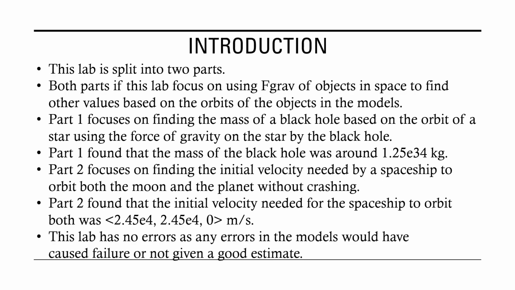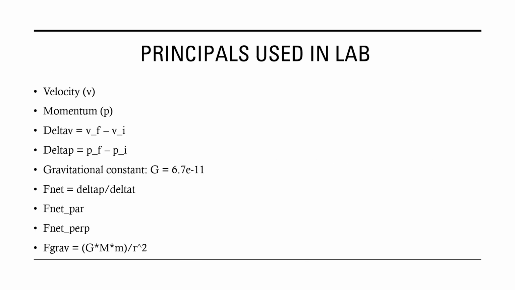Part 1 found that the mass of the black hole was around 1.25 e to the 34 kilograms. Part 2 focuses on finding the initial velocity needed by a spaceship to orbit both the moon and the planet without crashing. Part 2 found that the initial velocity needed for the spaceship to orbit both was 2.45 e to the 4th, 2.45 e to the 4th, and 0 meters per second. This lab has no errors, as any errors in the models would have caused failure or not given a good estimate. Principles used in lab.